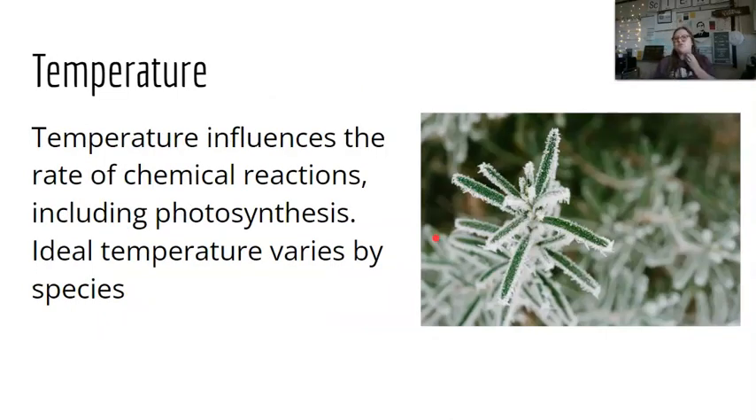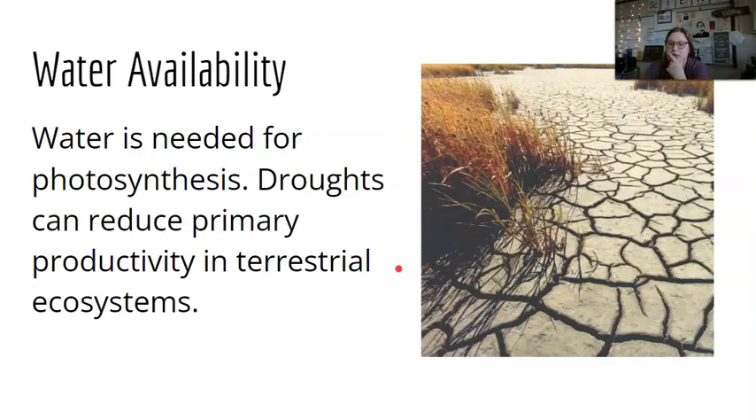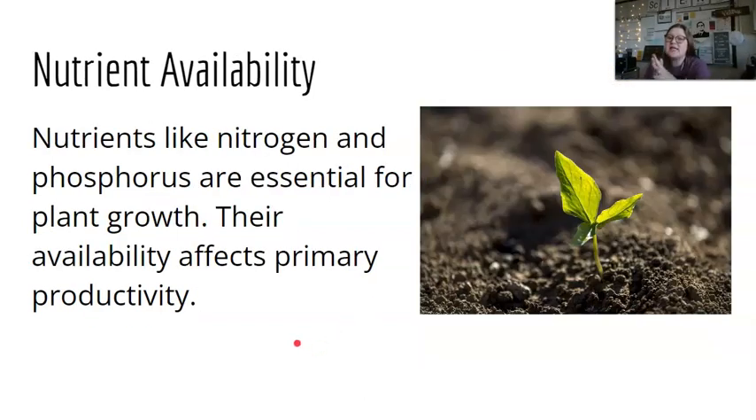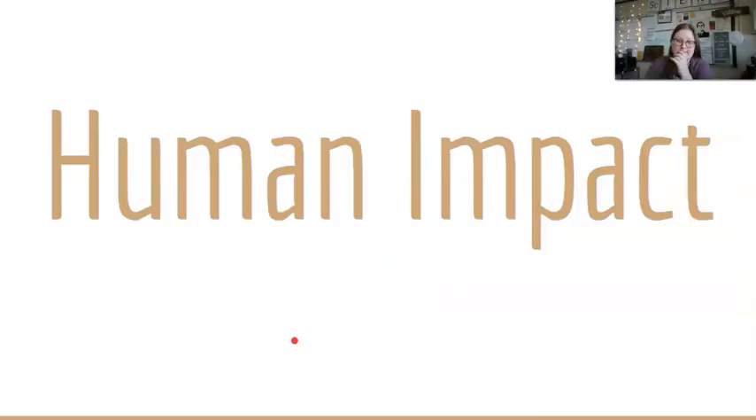So temperature influences the rate of chemical reactions, including photosynthesis, and the ideal temperature varies by species. Water is also needed for photosynthesis. Droughts can reduce primary productivity in terrestrial ecosystems because, again, plants need that water to go through photosynthesis. And then nutrients like nitrogen and phosphorus are essential for plant growth, and their availability affects primary productivity because if a plant doesn't have the nutrients it needs, it can't survive, it can't do photosynthesis.